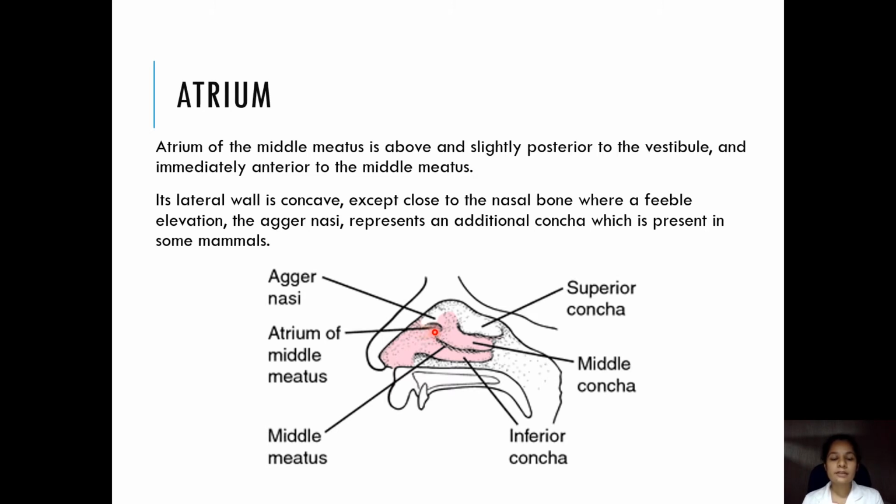Its lateral wall is concave and it is close to the nasal bone, where there is a slight elevation. This elevation is because of the agger nasi, which is the anterior-most pneumatized anterior ethmoid, or pneumatization of the anterior ethmoid.